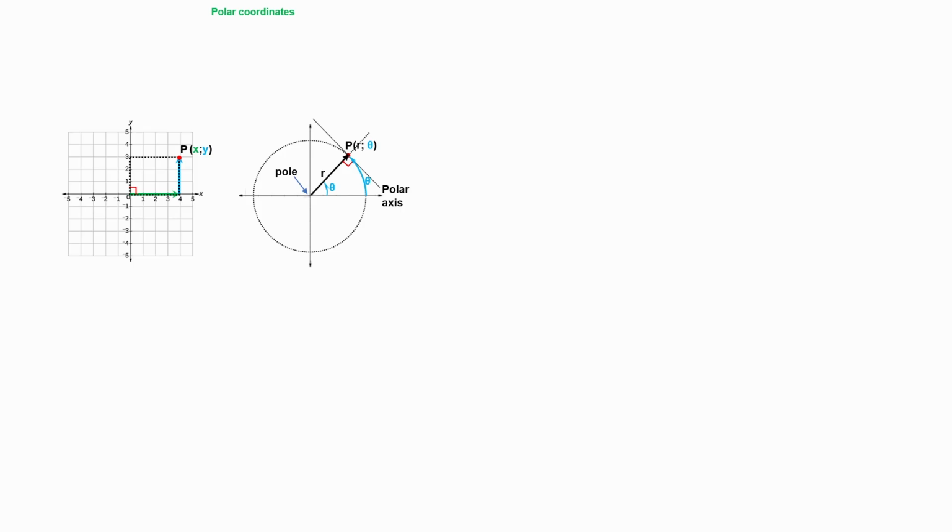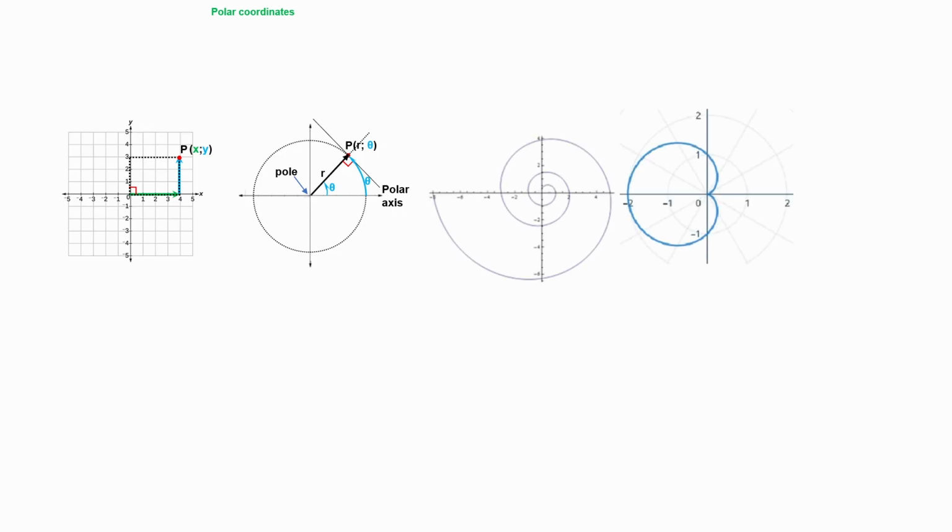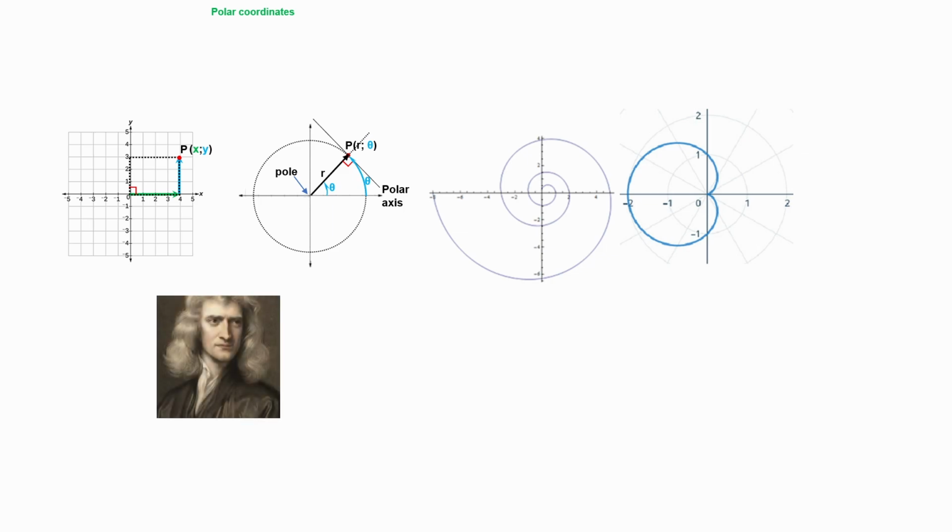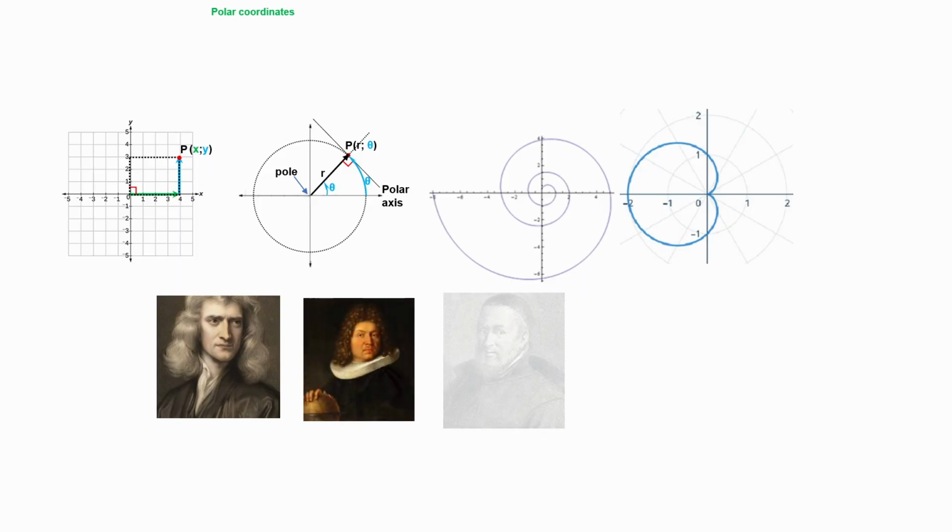The system lends itself particularly well to curves that spiral about a point and closed curves that have a high degree of symmetry. Polar coordinates have been developed by various mathematicians throughout history. Key figures include Isaac Newton, Jacob Bernoulli, and Grégoire de Saint-Vincent, who contributed to the formalization and application of polar coordinates between the 17th and 19th centuries.